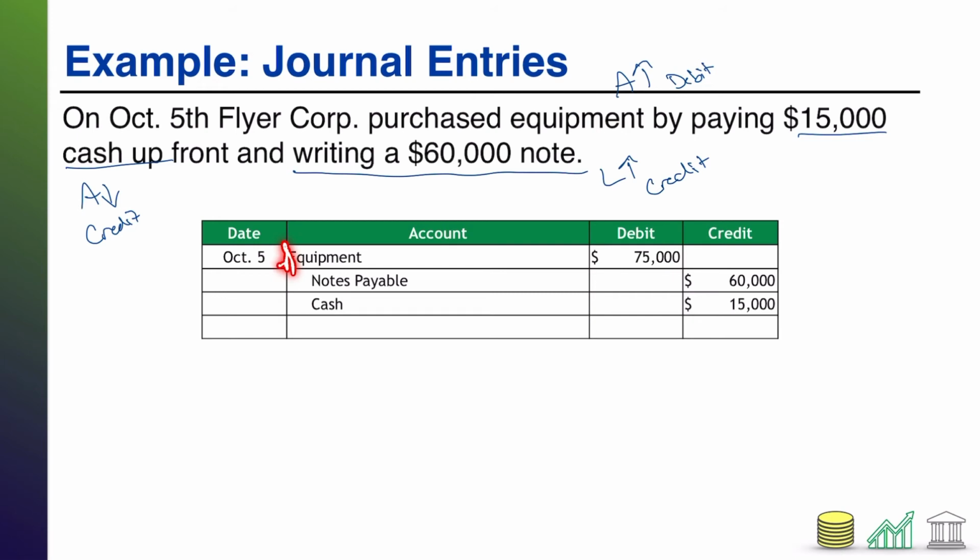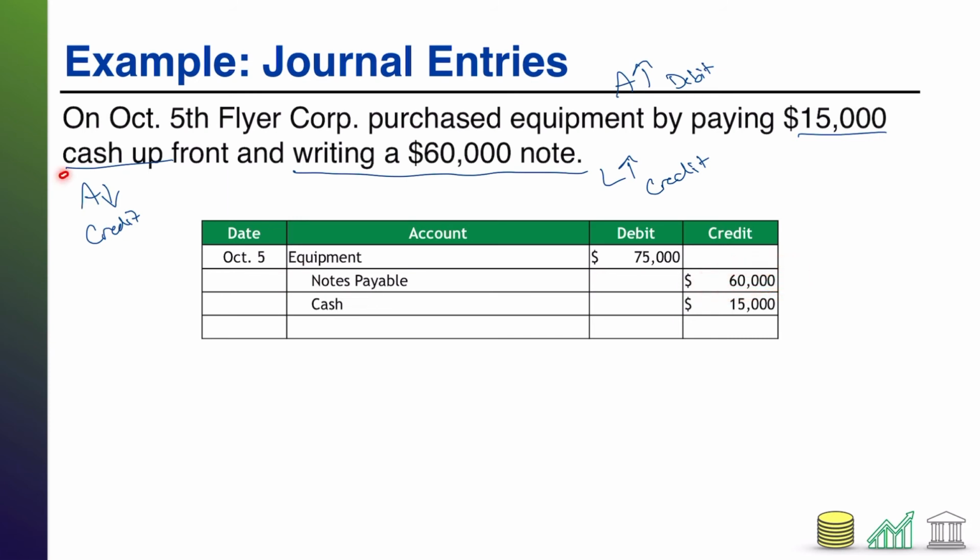And how much is it worth? Well, we paid $15,000 up front and we agreed to pay $60,000 more later, so it's worth $75,000. That's our debit to equipment. Equipment up, $75,000. Asset down, cash, that's a credit. So we are going to indent that to the right slightly, $15,000 credit. And we had a liability going up that is also a credit. We indent that to the right slightly, $60,000.